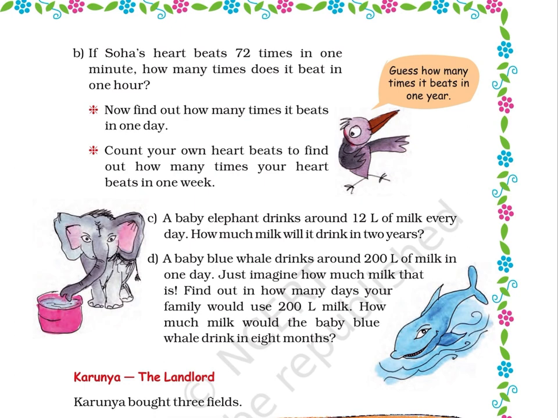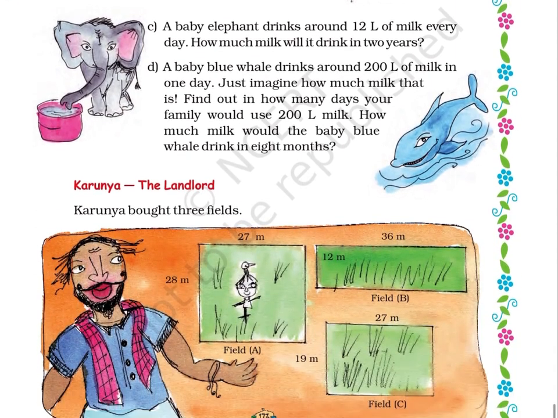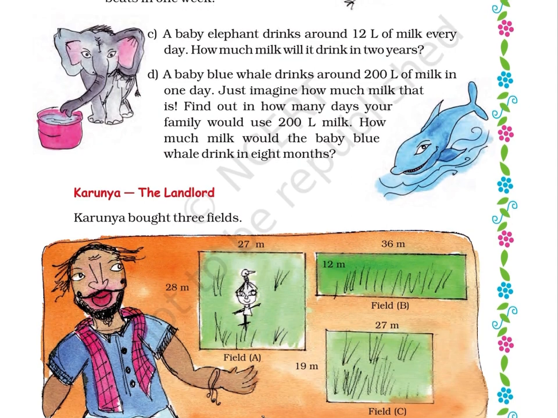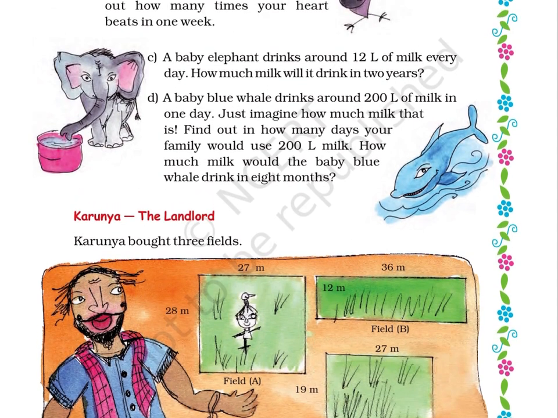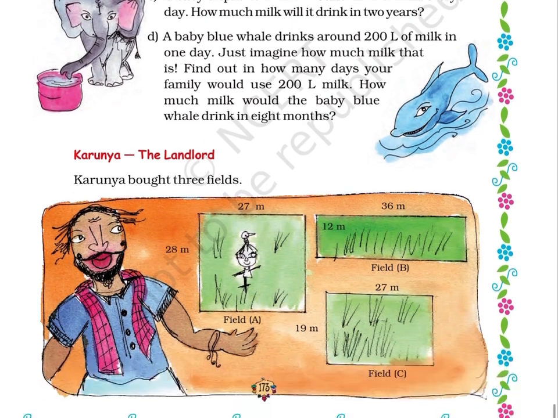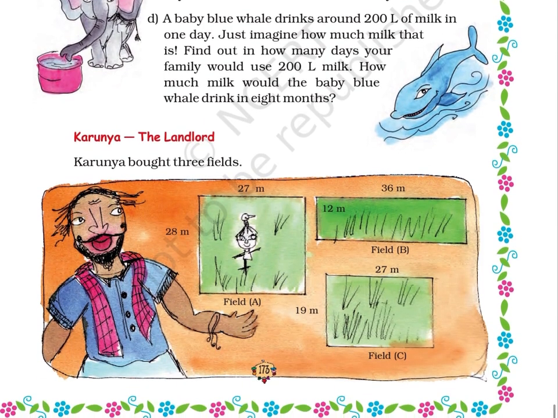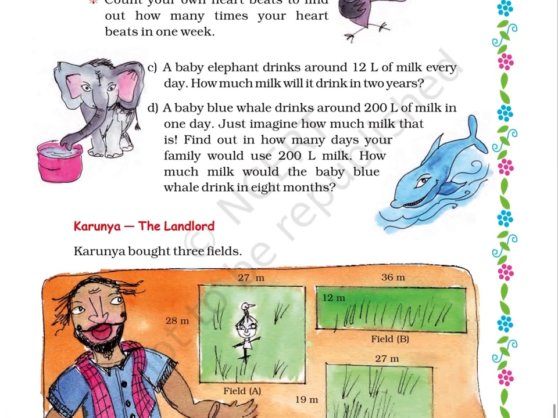C. A baby elephant drinks around 12 liters of milk every day. How much milk will it drink in 2 years? We have the picture of a baby elephant drinking milk from a container. D. A baby blue whale drinks around 200 liters of milk in 1 day. Just imagine how much milk that is. Find out in how many days your family would use 200 liters milk. How much milk would the baby blue whale drink in 8 months? Next to it on the right side we have the picture of a baby blue whale.